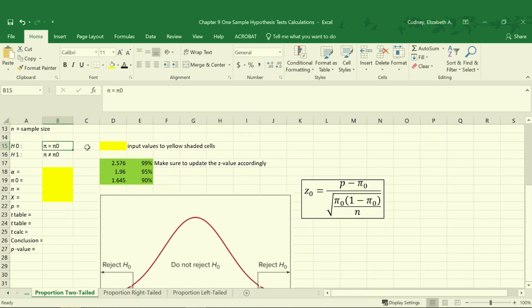For this example, since we're doing a two-tailed test for proportions, we're going to set our null hypothesis as pi equals pi naught. The alternative hypothesis will be that pi is not equal to pi naught.